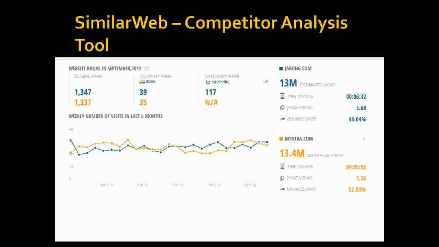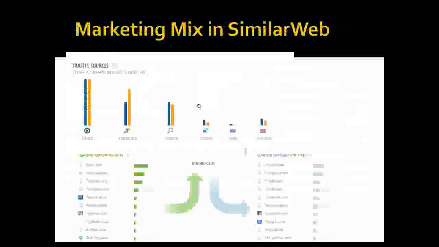All right, so we just did a quick computer analysis, but that's not interesting. Let's go to the interesting part. So this is what I was referring to. Now this is a marketing mix. What is the marketing mix? What it is showing is side by side, Myntra versus Jabong, how they are driving traffic to their respective sites. So direct is a large portion, right?